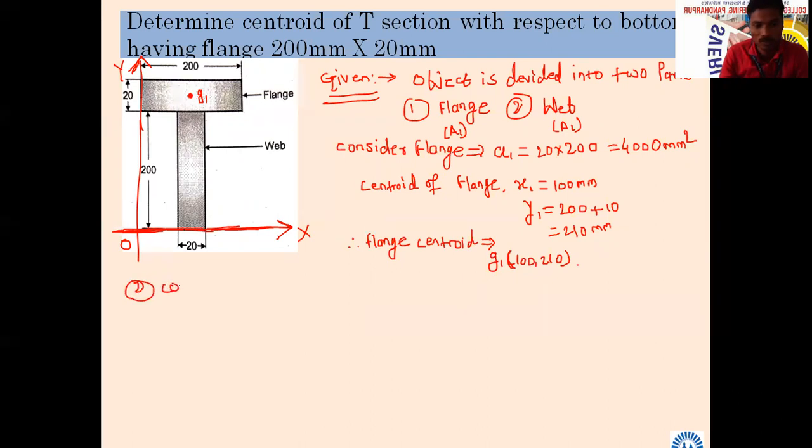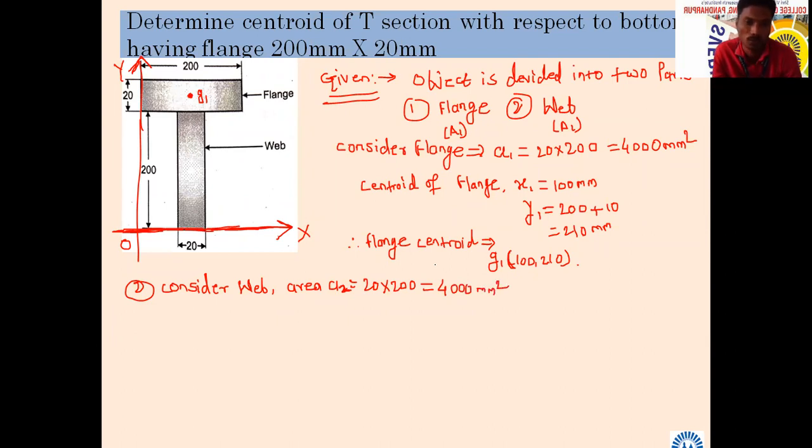Now consider wave. Consider wave. So what will be the area? Area A2 equal to 20 into 200, equal to, again, 4,000. Okay, 4,000.